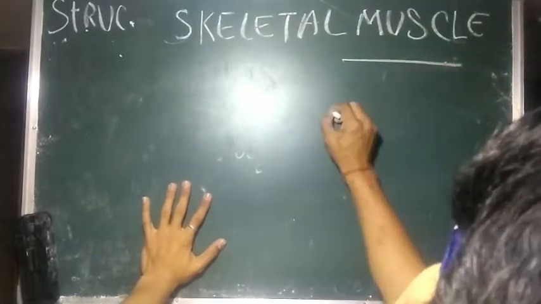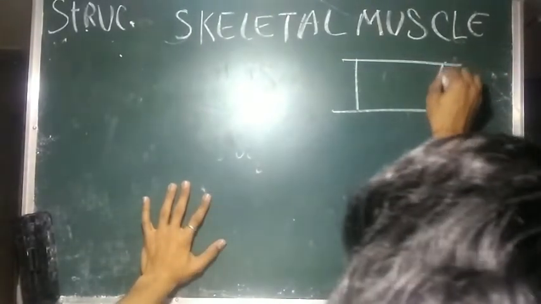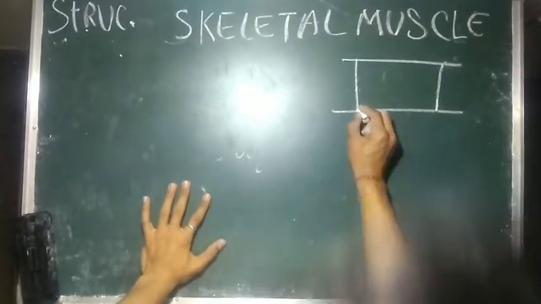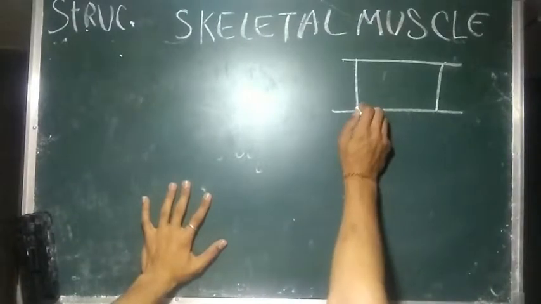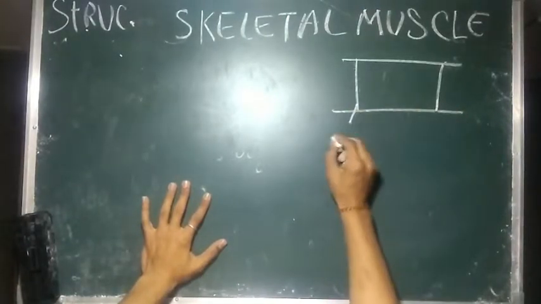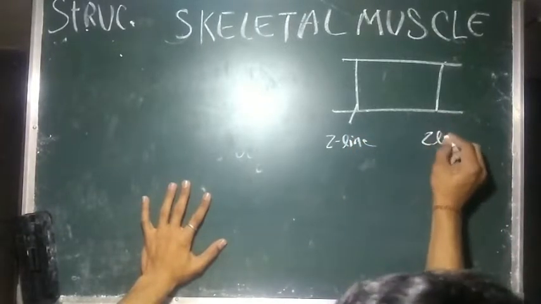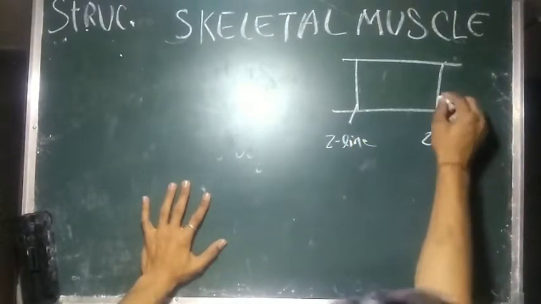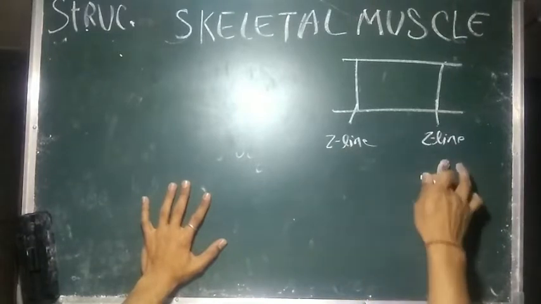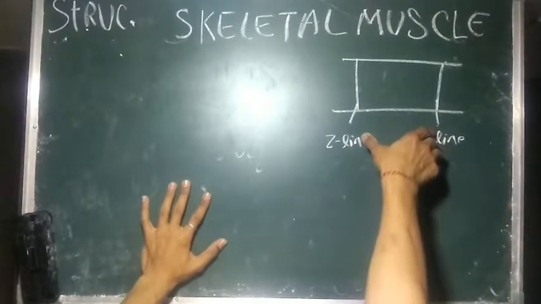So this is a sarcomere. Let's suppose I say this is a sarcomere. A sarcomere is defined by its walls, the adjacent Z lines. These are the lines. Two adjacent Z lines constitute a single sarcomere.